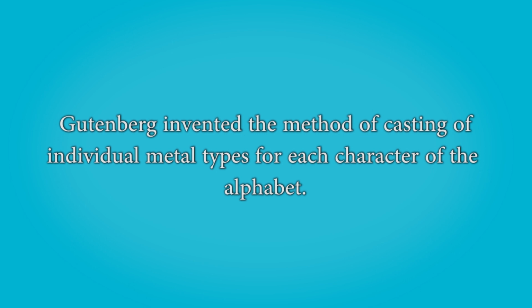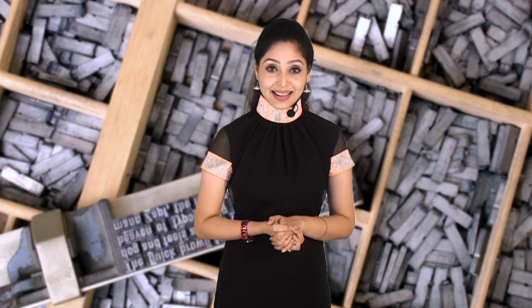Gutenberg invented the method of casting individual metal types for each character of the alphabet. A punch or die was cut in the shape of a type character. This was stamped into soft metal to create a mold into which molten lead could be poured to cast the piece of type in a matter of seconds. A printer could rapidly compose type to form words, lines and pages of books, and by using the newly developed screw press could take 100 impressions.